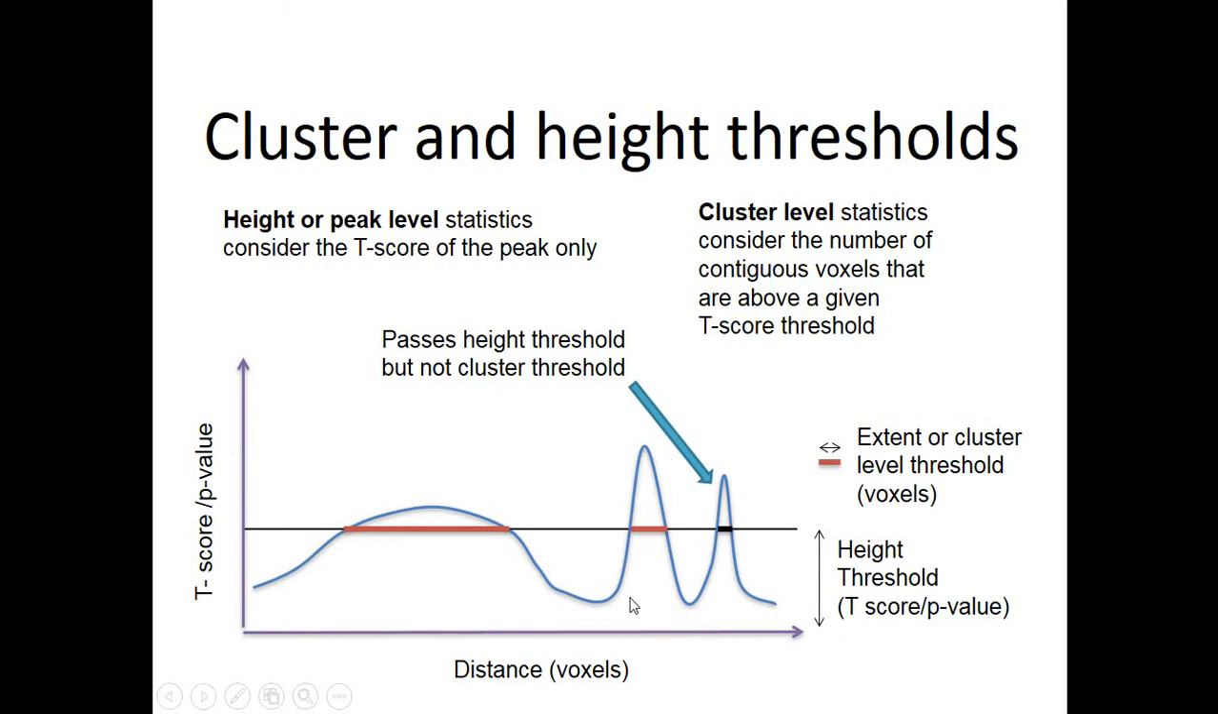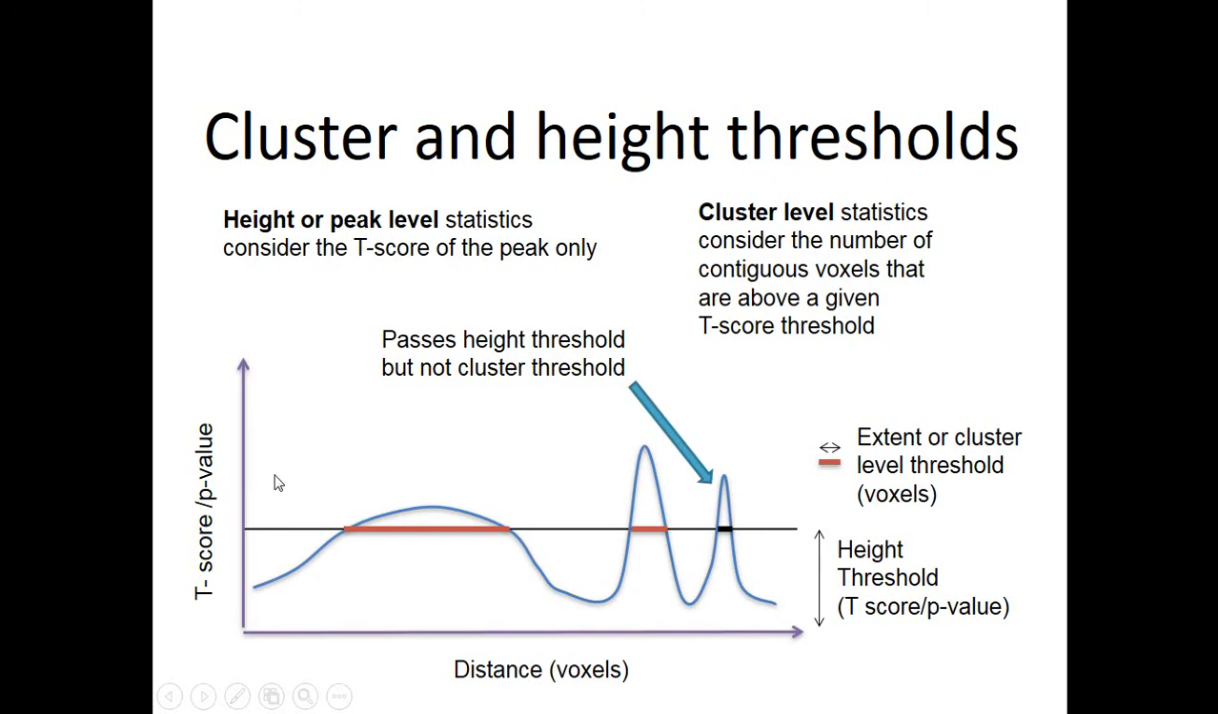The peak level correction doesn't really care about the spatial extent, but it's asking whether, as I keep raising the height threshold, I can raise it until I know there's only a 5% chance of there being anything on the map, and therefore only a 5% chance of a false positive.